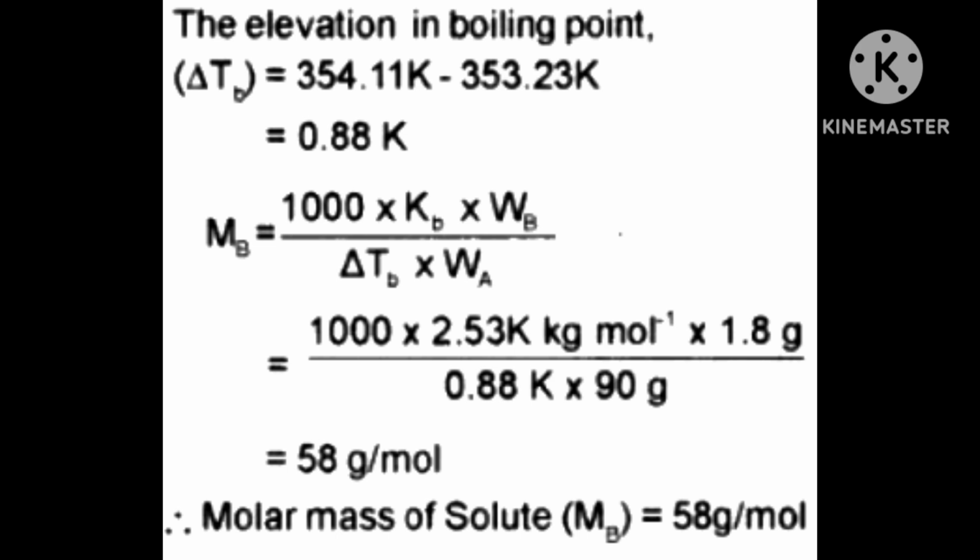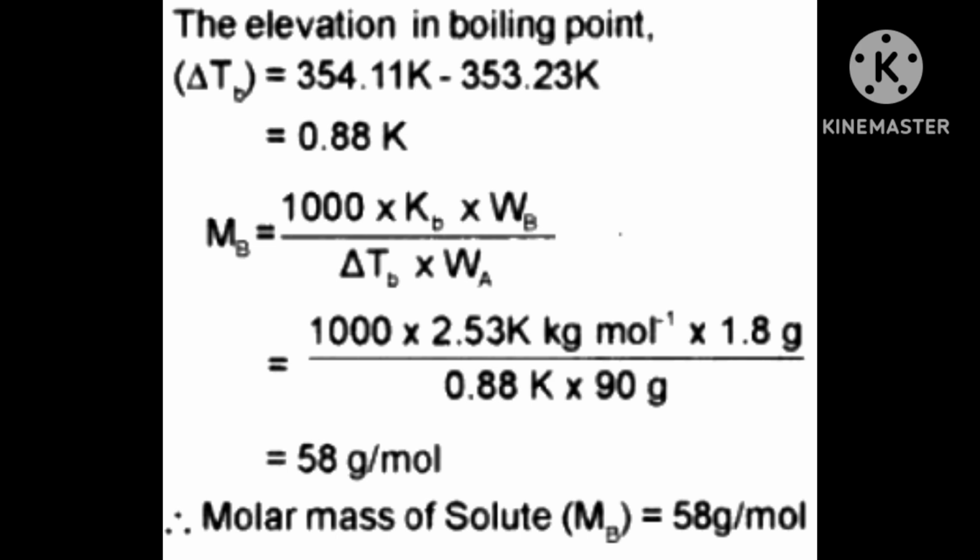Generally M2 you have to calculate by cross multiplication. If the delta Tb value is given, then the other values are also given. M2 you can calculate by cross multiplication, which means M2 is equal to 1000 into W2 into Kb, divided by delta Tb into W1. In a simple way, how will you remember? In the delta Tb expression you got, just interchange the places of delta Tb and M2.